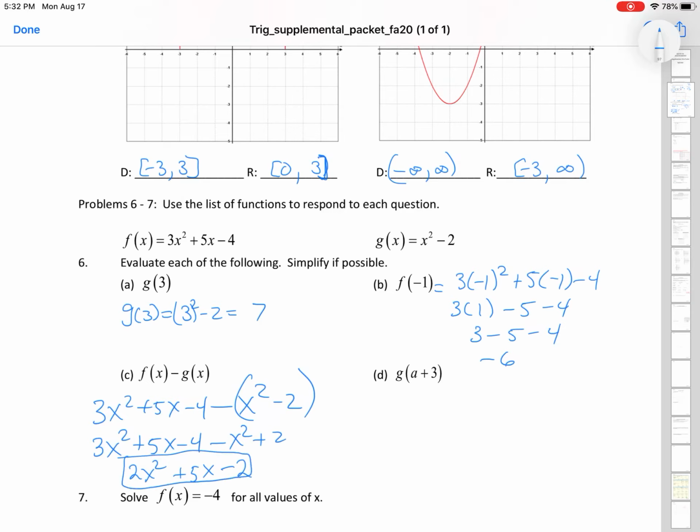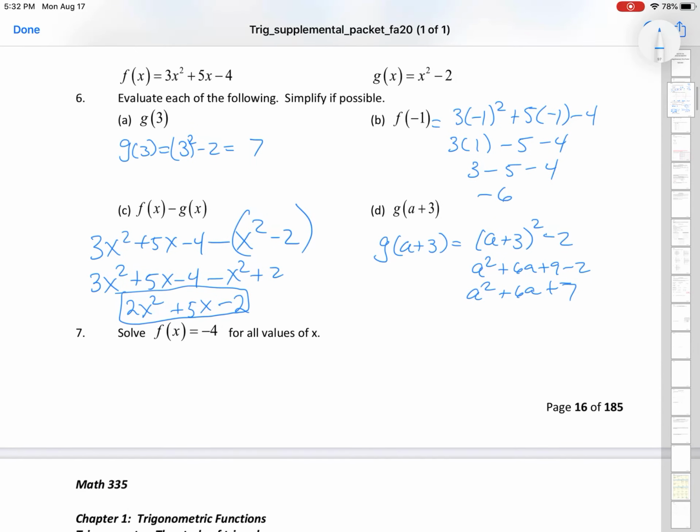G of a plus 3. G of a plus 3 would be equal to, let me just rewrite it here. You're going to plug in a plus 3 everywhere you see an x. And you're going to multiply out a squared plus 6a plus 9 minus 2, a squared plus 6a plus 7. Done.